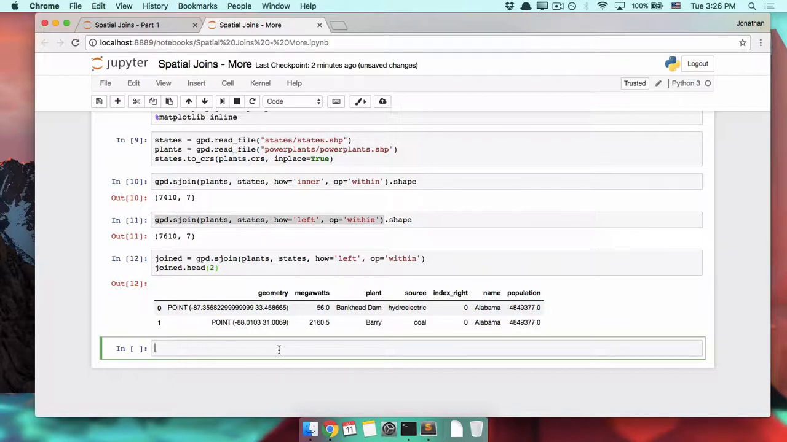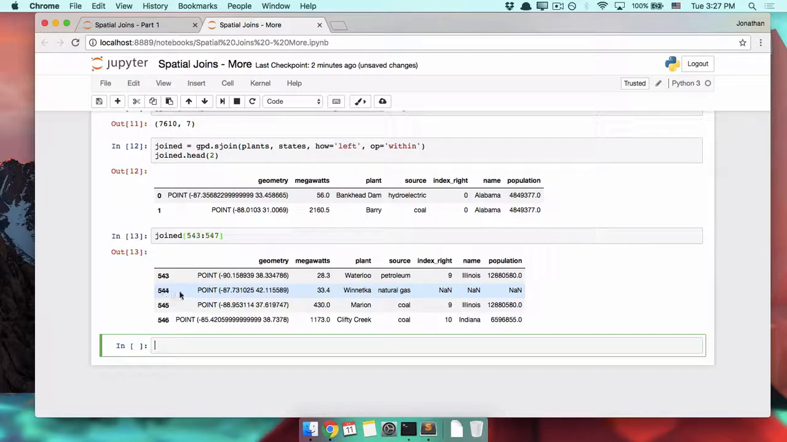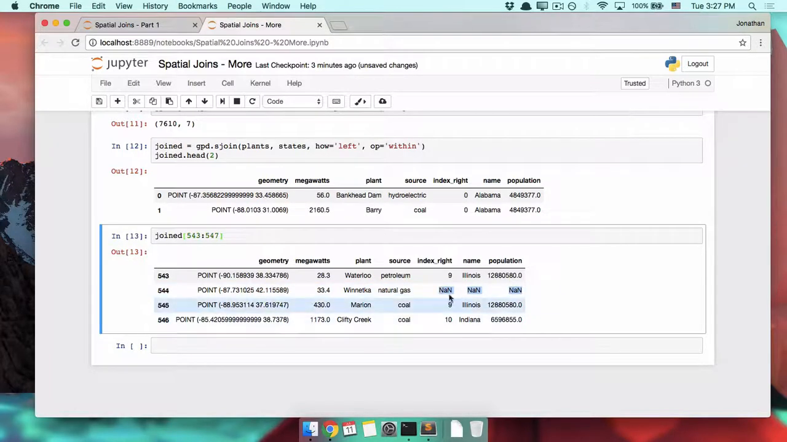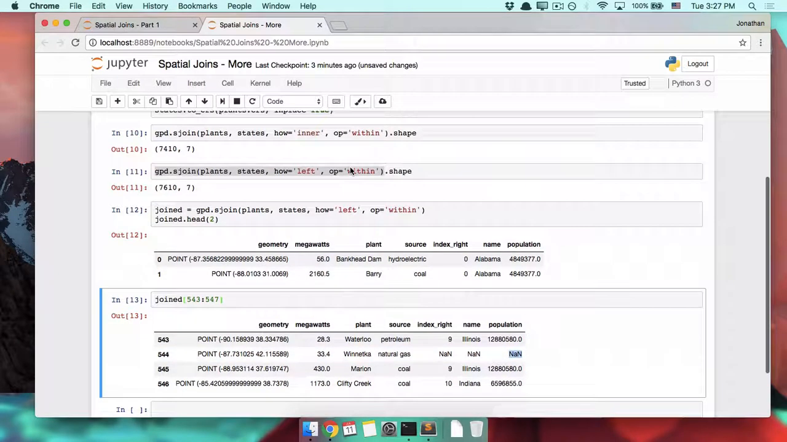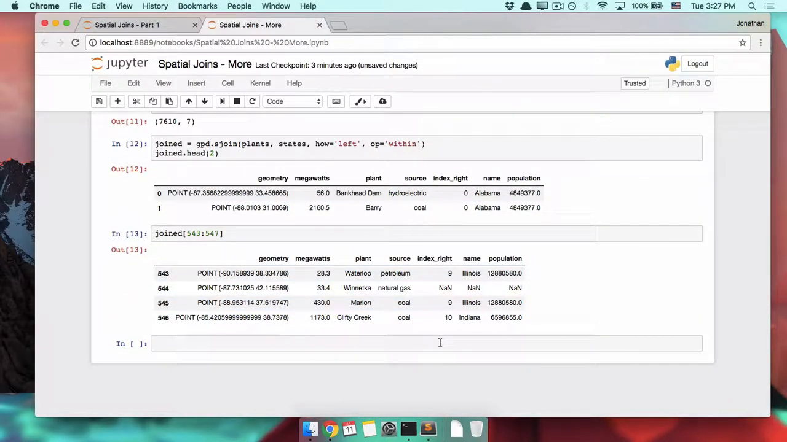So I've cheated. I know a little bit about this data set. If we look at a few specific rows, we can see an example of something that didn't find a state. So right here, row number 544, or row index 544, if we want to be specific, Winnetka. It's a natural gas plant, but it didn't find a state to be a member of. So instead of having an index right, a name, and a population, it gives us NaN, NaN, NaN. If we did an inner join, though, this one up here, Winnetka would have been one of those 200 disappearing power plants, so we wouldn't have known that it exists.